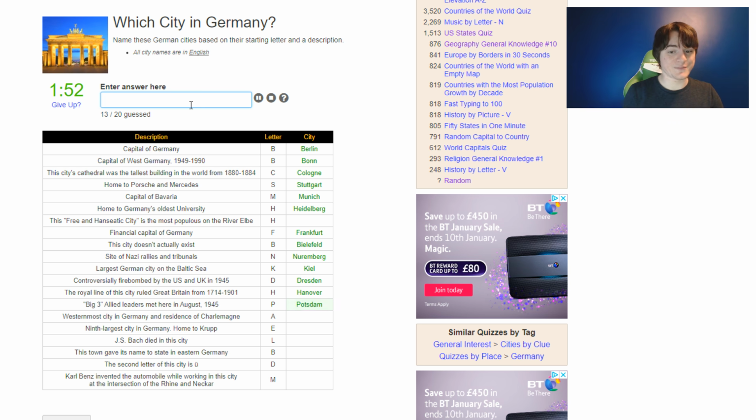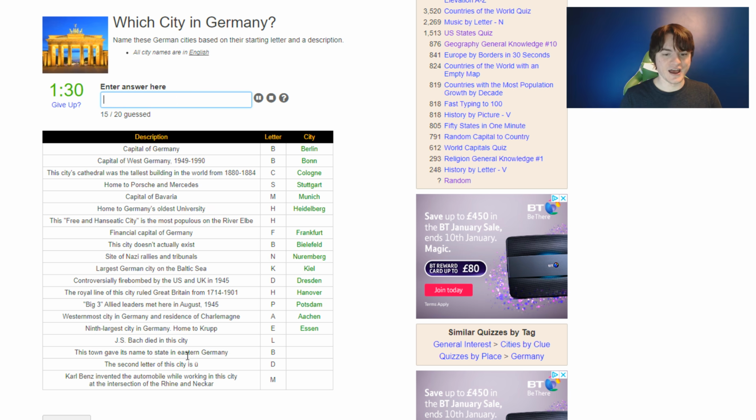Big three Allied leaders met here. That's the Potsdam Conference of 1945. Back when there was a big three as opposed to a big two, as opposed to right now the big one. Westernmost city in Germany and residence of Charlemagne, Aachen. There we go. I knew having a favorite city would come up strong. Ninth largest city in Germany, home to Krupp. This is why you should pay attention. I guess it's Essen then, right?